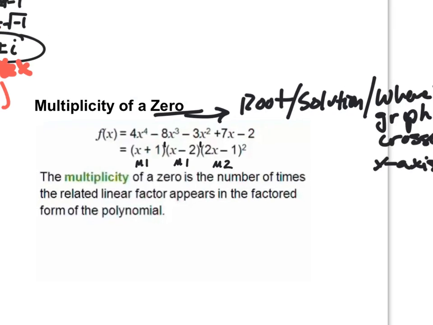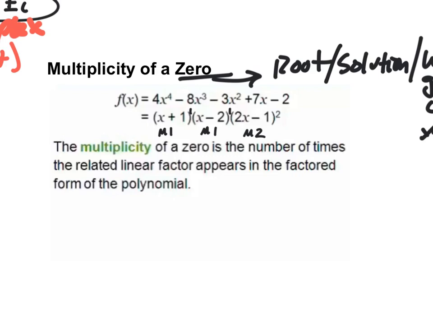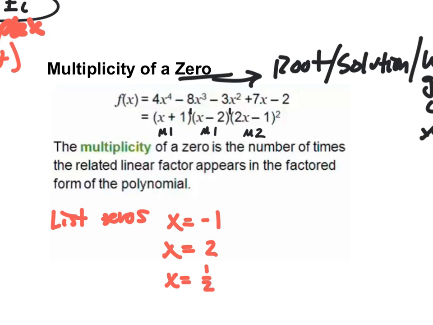All right, so let's list out our zeros. The last thing I want to do is list the zeros, and that's this: I've got x equals negative 1, I've got x equals positive 2, and I've got x equals positive 1/2. However, we need to list out the multiplicity, because my multiplicity here is 1, my multiplicity here is 1, but here my multiplicity is 2.